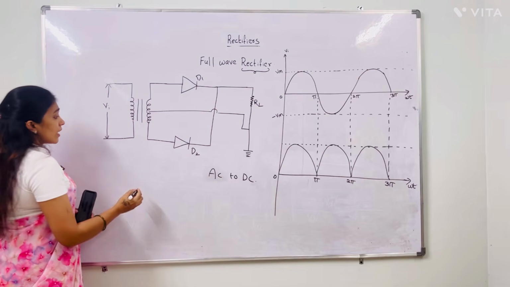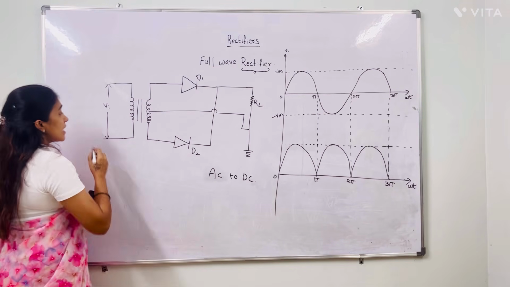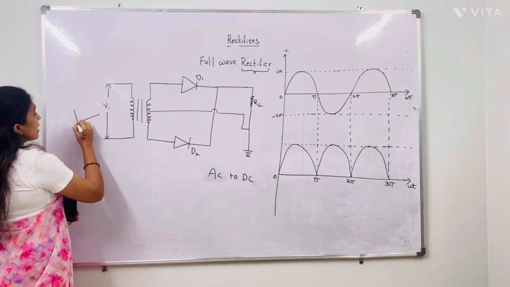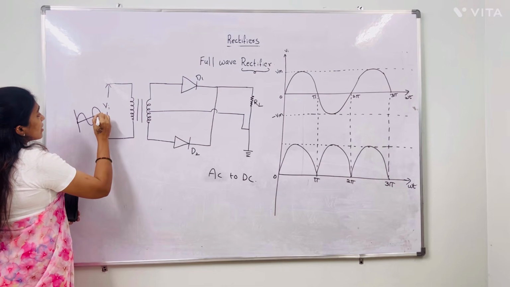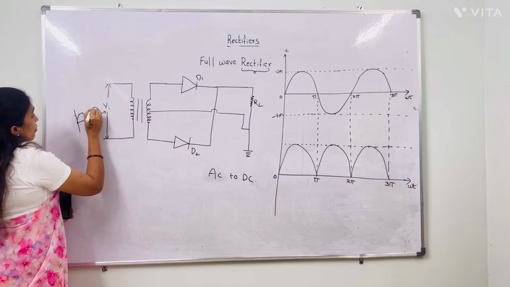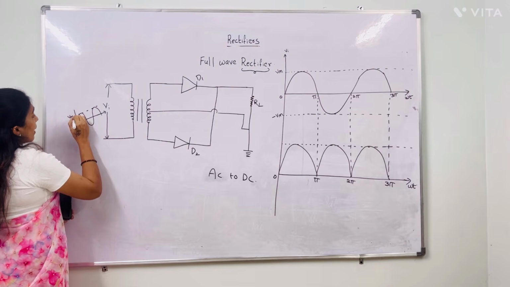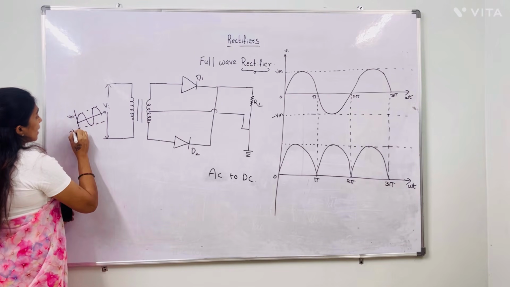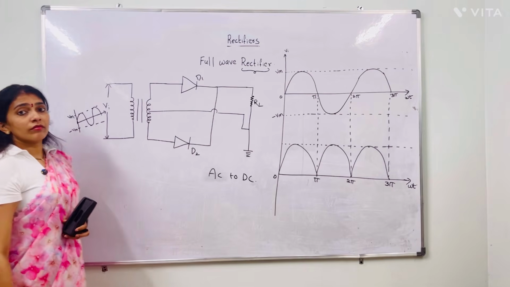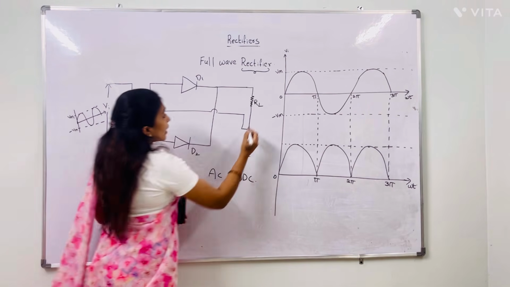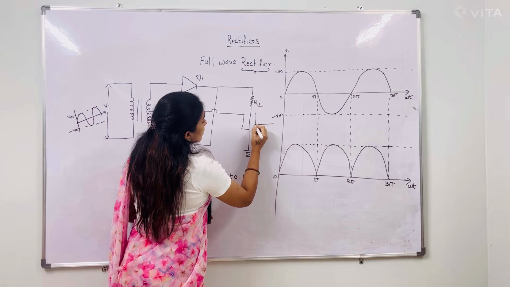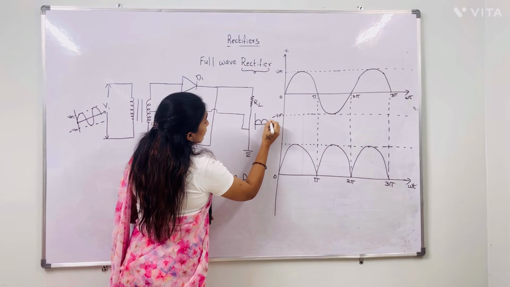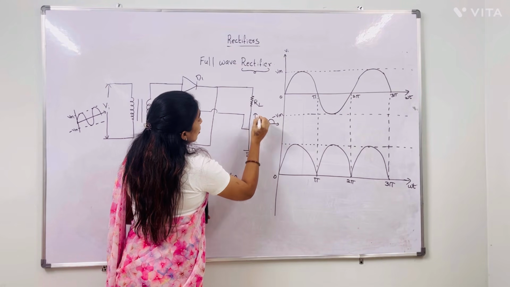Okay, so here the rectifier input is an AC signal. AC signal means a bidirectional signal. So positive half, positive amplitude as Vm, negative amplitude as minus Vm. And we get the output across the RL. So through this RL, we get the output like this.